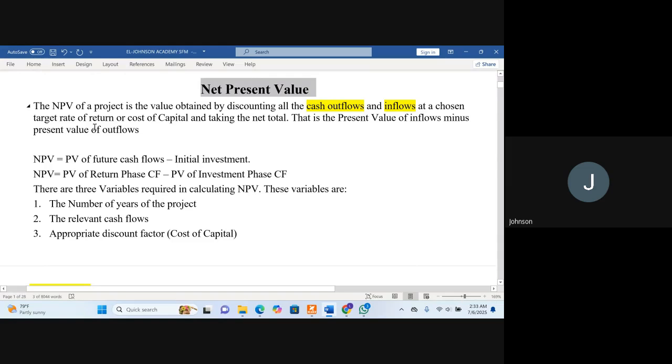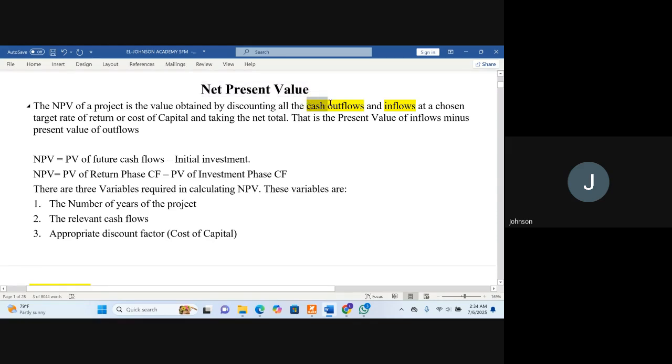So now, the net present value of a project is the value obtained by discounting all the cash flows and inflows at a chosen target rate of return or cost of capital and taking the net total. Under net present value, when you have a project you want to embark on, you need to invest money in it. That investment is what we call cash outflow.